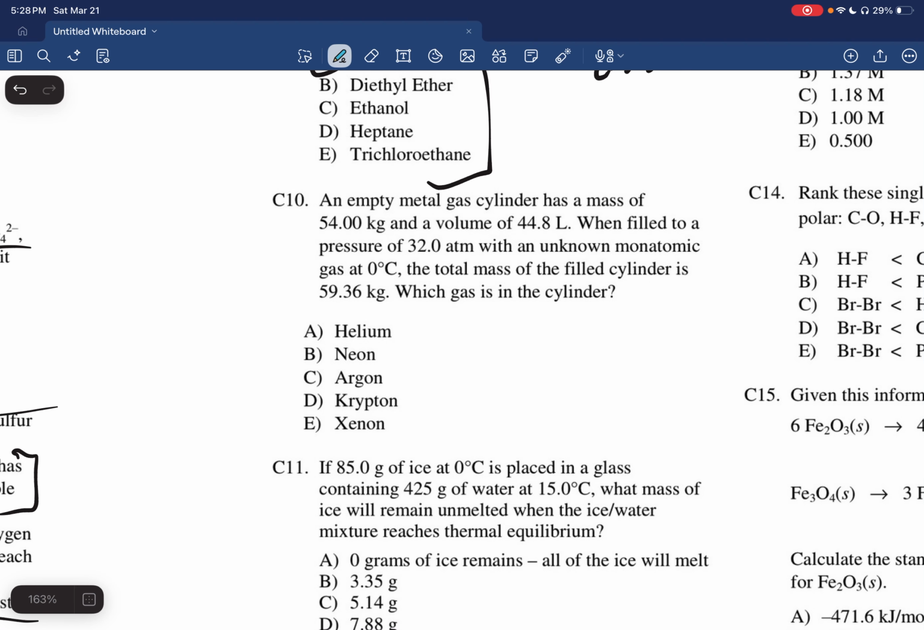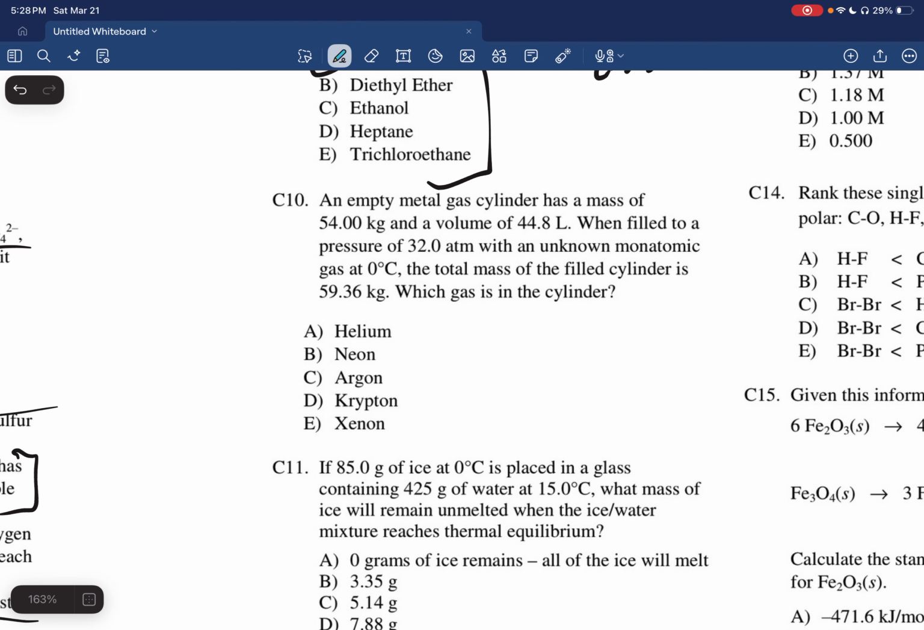So next question saying an empty metal gas cylinder has a mass of 54 kilograms and a volume of 44.8 liters. When filled to a pressure of 32 atm with an unknown monatomic gas at 0 degrees Celsius, the total mass of the filled cylinder is 59.36. What gas is in the cylinder?